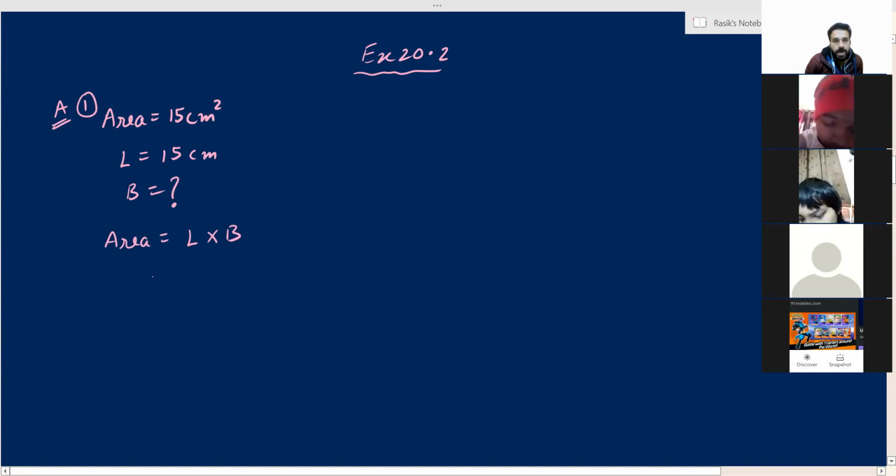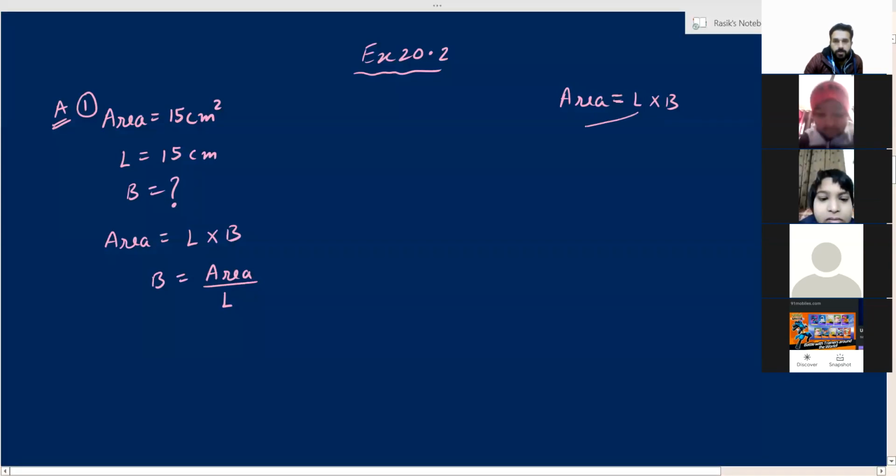Yes, sir. To find the breadth, we will divide the area by length. From this formula only we have derived. See, area is equal to L into B, everyone. So this L is in multiplication with breadth, right? What is the relation between length and breadth? What is the operation? Multiplication. So when L will go to the LHS, it will go and divide. So area upon L is equal to B. Have you all got it?